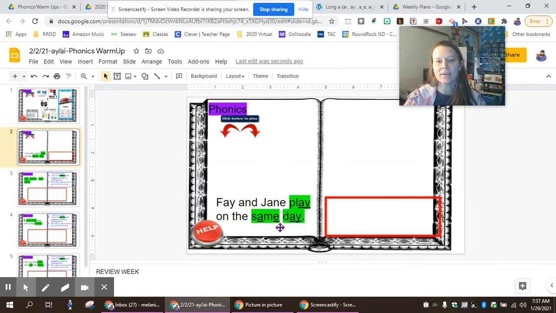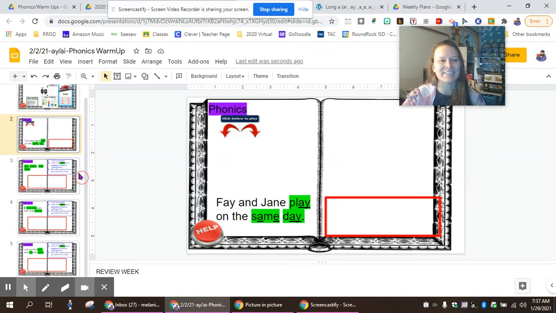Okay, once you have those, then you're going to go read your sentence. Oh, there's one right there actually too, right? Faye and Jane play on the same day. And so in your red box, you can draw a picture to show your teacher that you read those words the right way as well. Okay, so you could draw a picture of two people playing together, all right? Doesn't have to be gorgeous or perfect, okay? It could be just quick and easy. So you've got a couple of slides to do on your own after this one, and then turn it into your teacher. All right, see you next time.